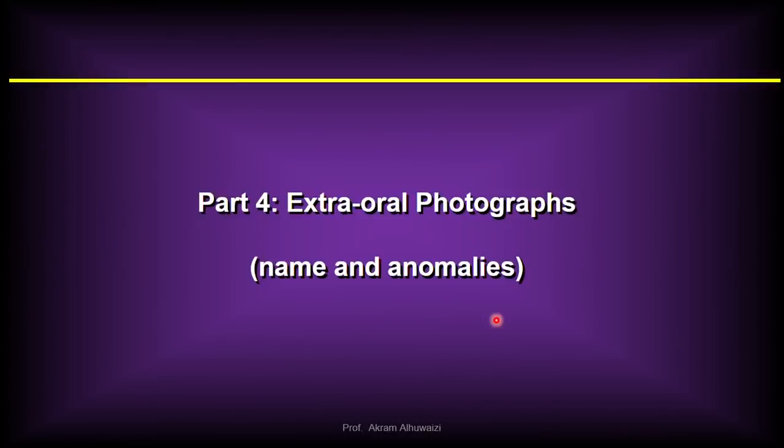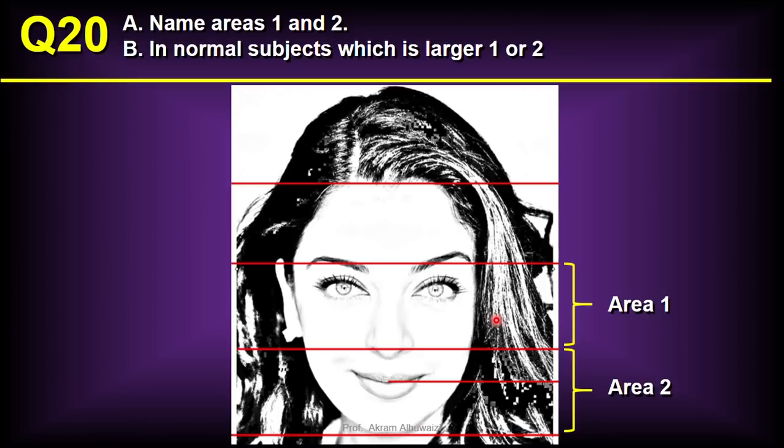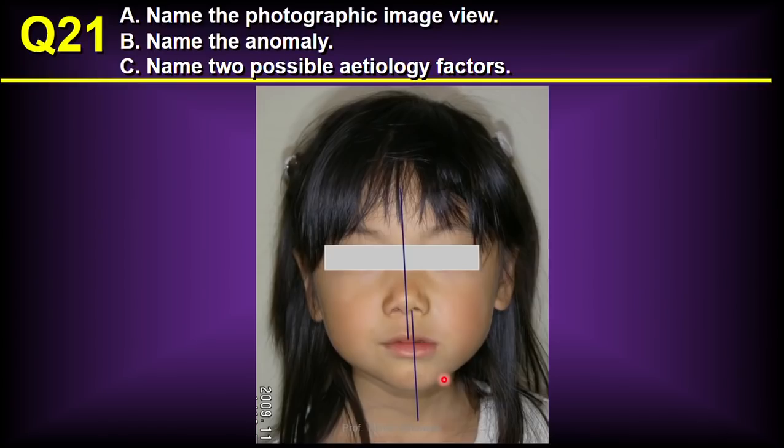The fourth part is concerning extraoral photographs. Now name areas 1 and 2. Area 1 is the midface and area 2 is the lower face. And in normal subjects, which one's larger? Neither is larger. In normal subjects, they're equal in size.